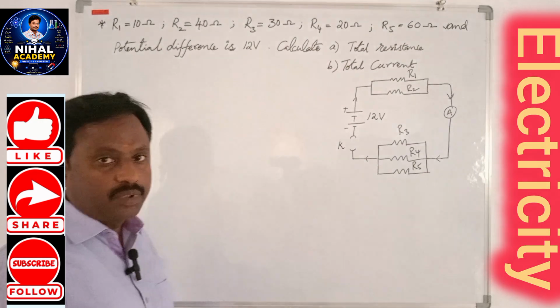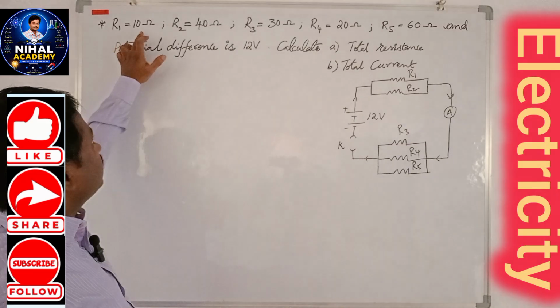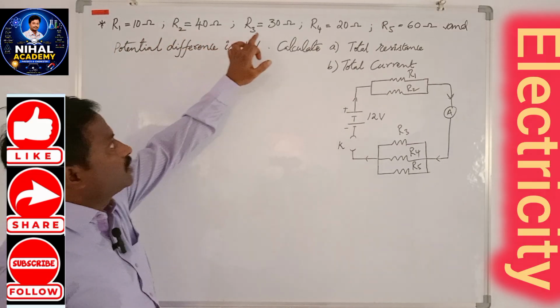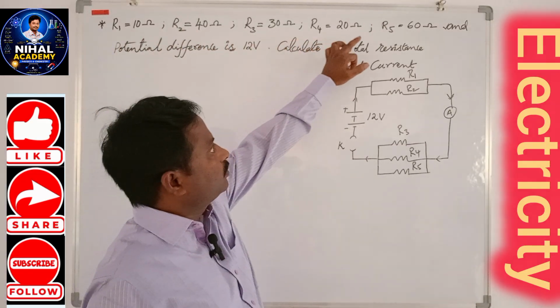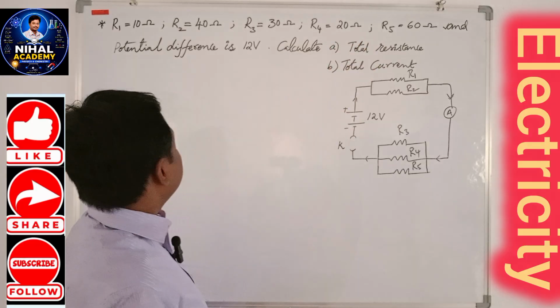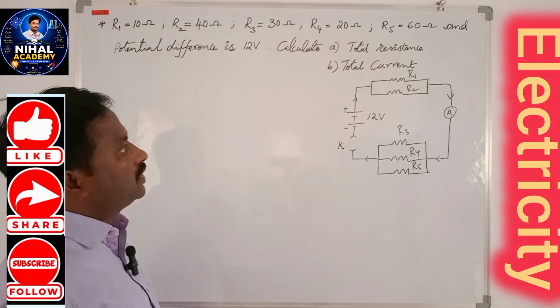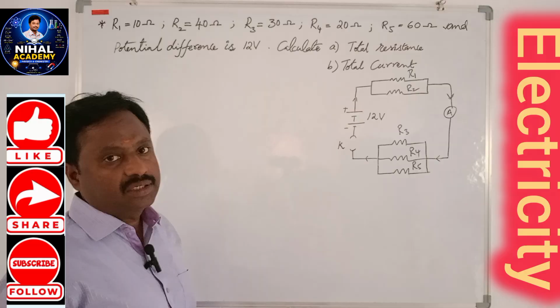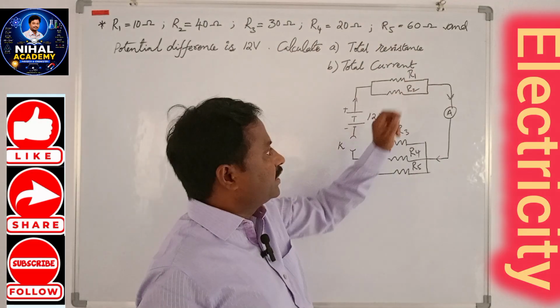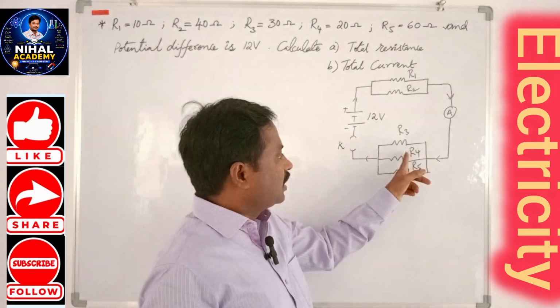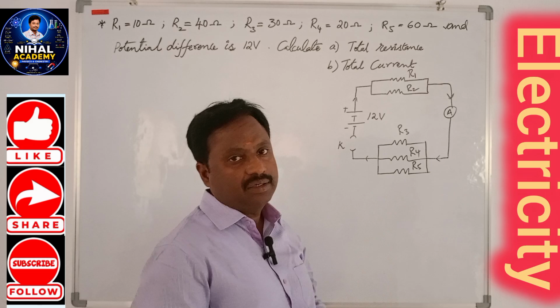Now we'll see the next problem. R1 is equal to 10 ohm, R2 is equal to 40 ohm, R3 is equal to 30 ohm, R4 is equal to 20 ohm, R5 is 60 ohm, and the potential difference is 12 volt. Calculate the total resistance and total current. So R1, R2 are connected in parallel, and R3, R4, R5 are connected in parallel.